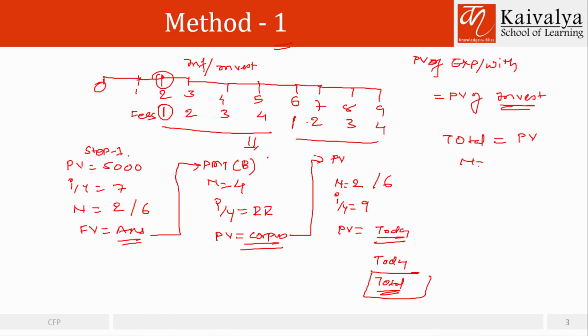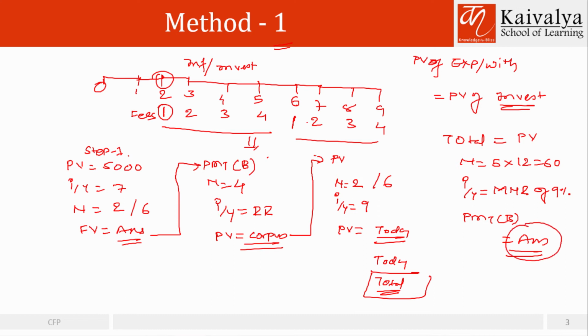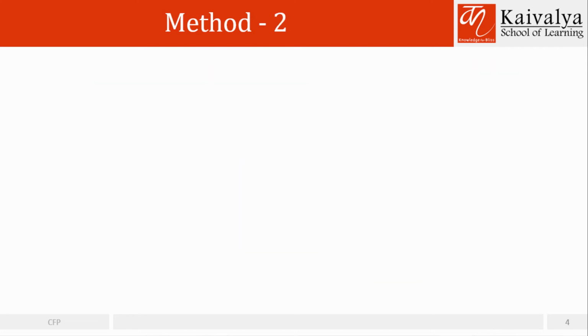So PV, N is equal to every month. So 5 into 12 makes it 60. And I also have highlighted this particular point, that since investment is happening monthly, I would be taking monthly nominal rate of 9%, and let's find out PMT in beginning mode. You will be having the answer. This is the most basic method to understand the concept. Now having understood this, you should write this answer, because rest 2 methods will also going to bring the same answer. Okay. Now another method, we are quickly moving on to that.